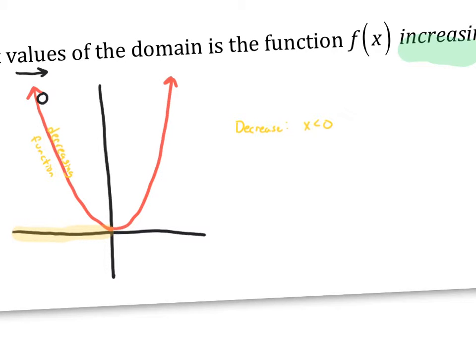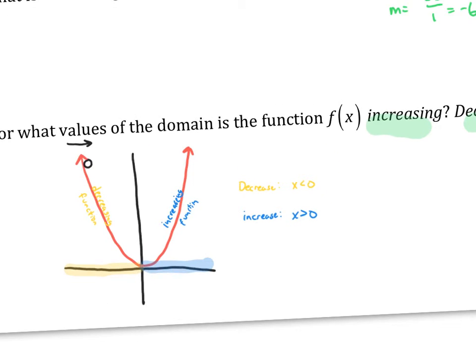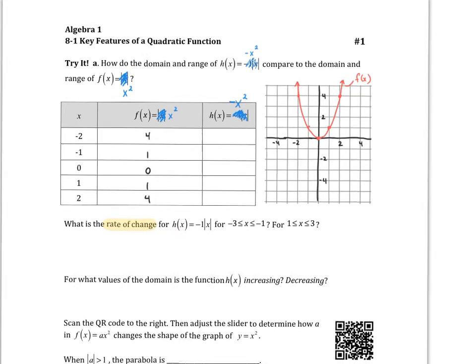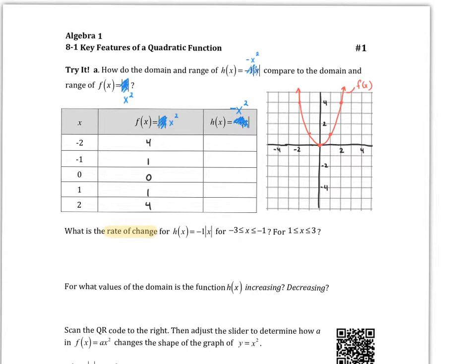Well, notice, when is it increasing? Well, it increases in this region. Increasing function. And when does that occur? Well, that occurs when x is greater than 0. So that's how we can describe that when x is greater than 0, we have an increasing function there. Please work on the try it here, pause, and check out the answers in a moment.